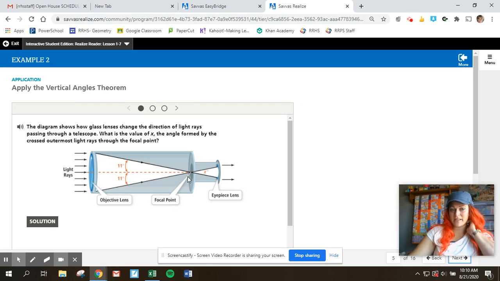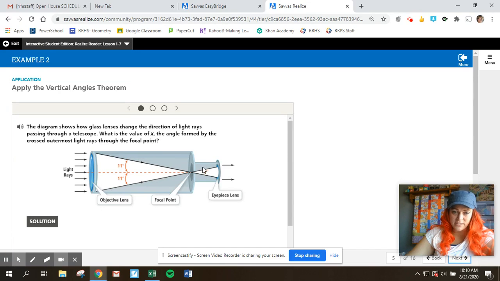Okay, applying the vertical angle theorem. So to apply the vertical angle theorem, look for vertical angles. So it says, the diagram shows how glass lenses change the direction of light rays passing through a telescope. And I'm sure you've seen a picture like this in science or another class in math or whatever. So you see these all the time, maybe even in photography or art. What is the value of x?